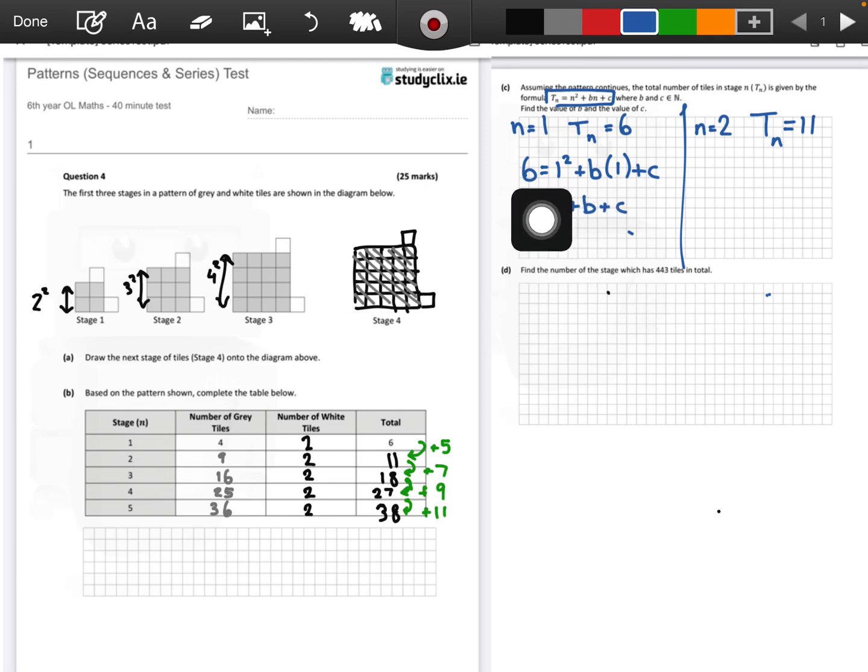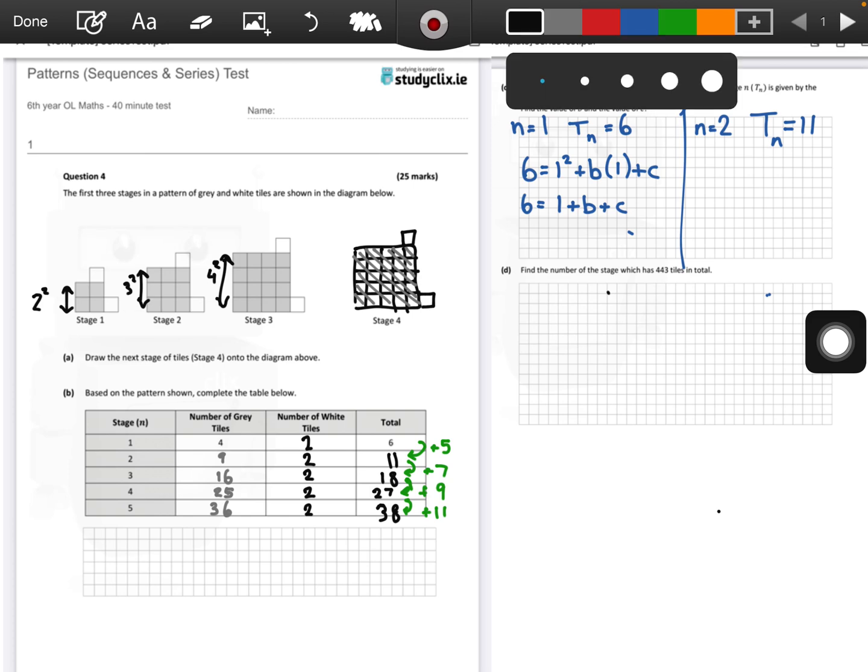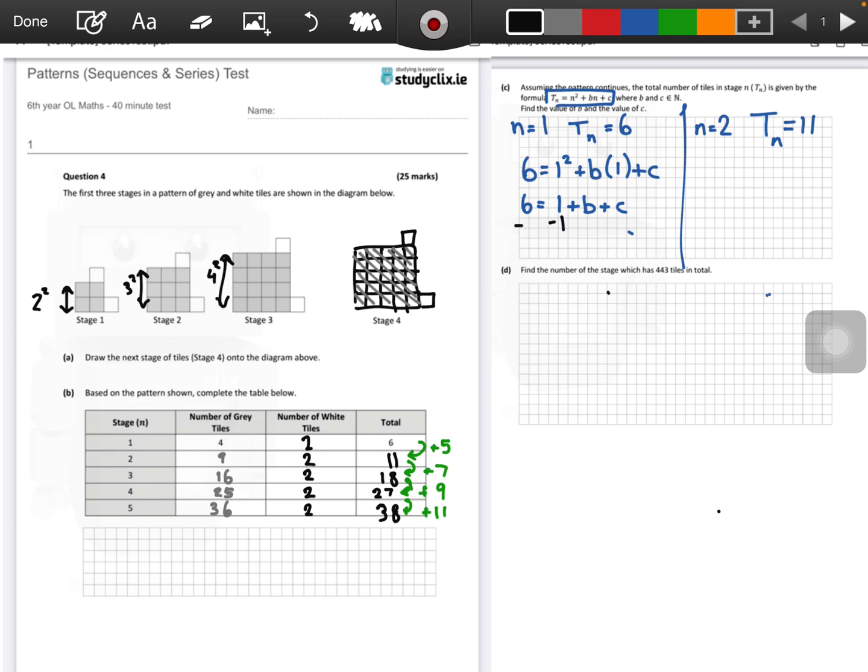Okay, and then I can move this 1 over to the other side, like that. And I'll get 5 is equal to b plus c. And then I'm going to do the same thing over here. So maybe if you didn't do it this way, you could always pause and try this way now yourself, especially if you didn't get the answer right.